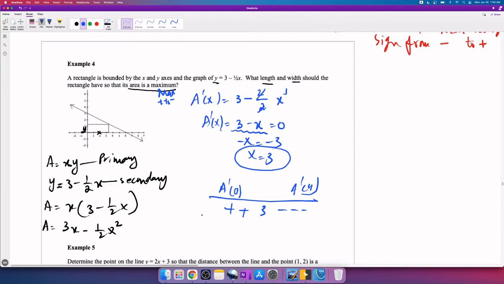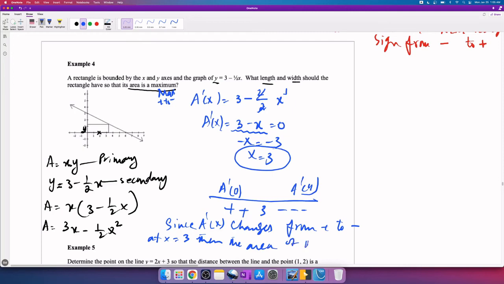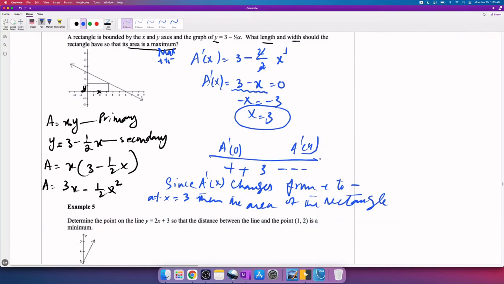Let's explain this. Since A prime of x changes from positive to negative at x equals 3, then the area of the rectangle is maximum.